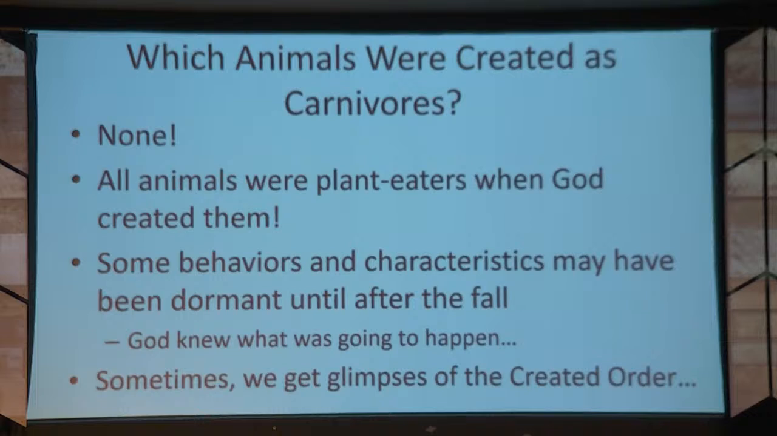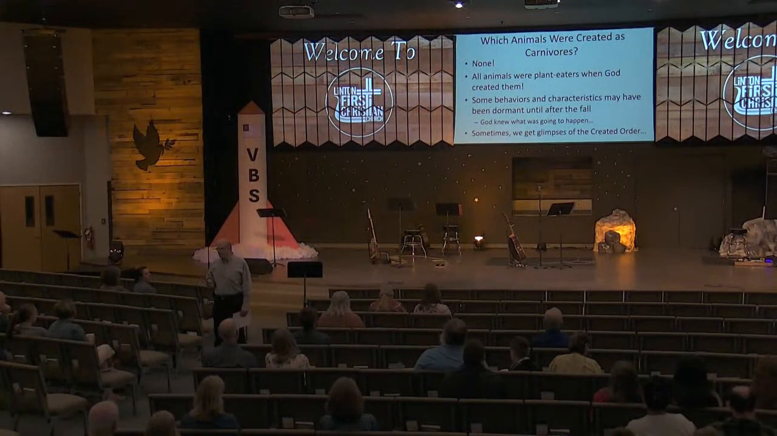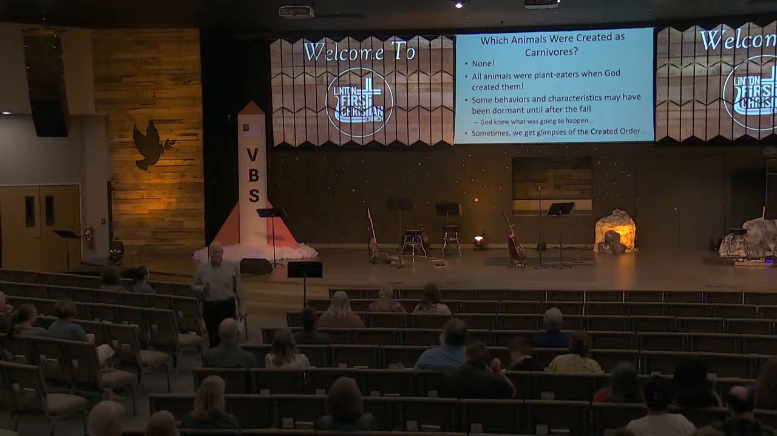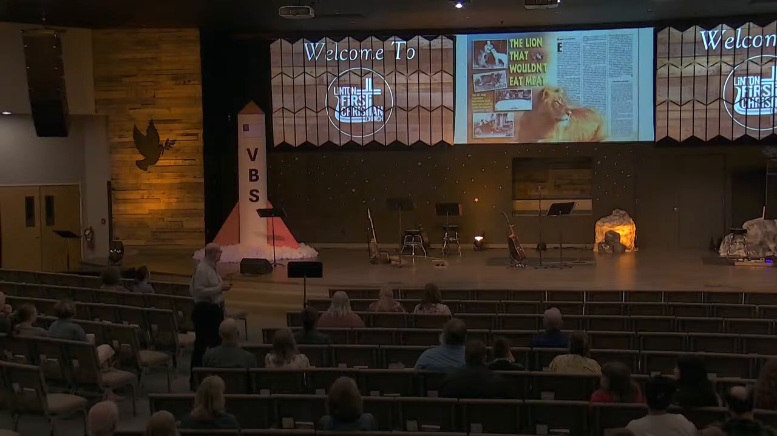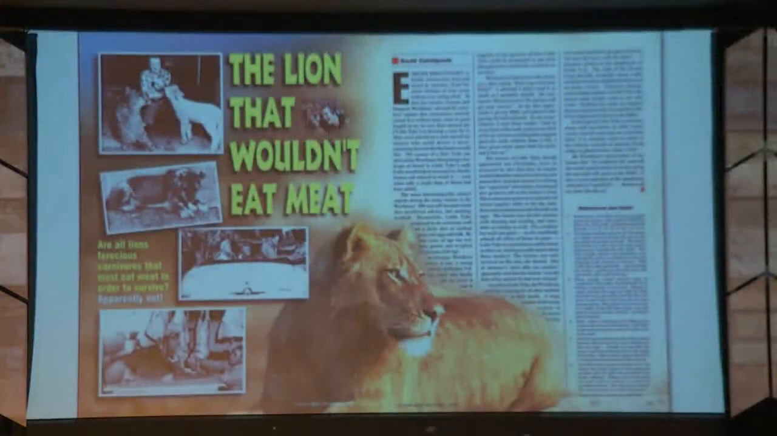Sometimes, even today in our fallen world, it's been 6,000 years since the creation, we can get glimpses of what it might have been like before the fall and even in the Garden of Eden. And you won't be able to read this, but here's a very interesting article from Creation Magazine, and it's about the lion that would not eat meat.